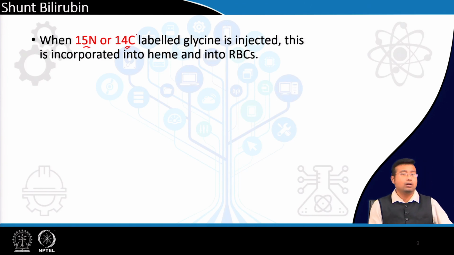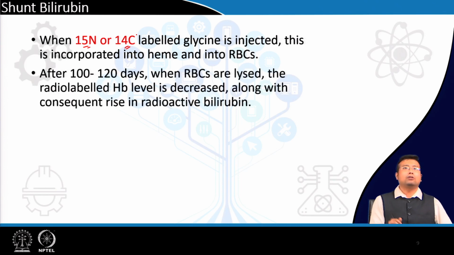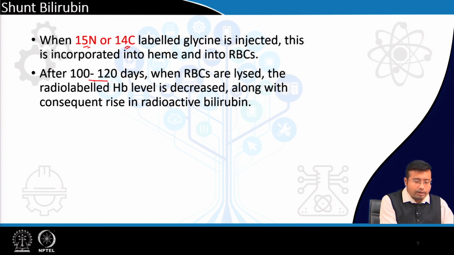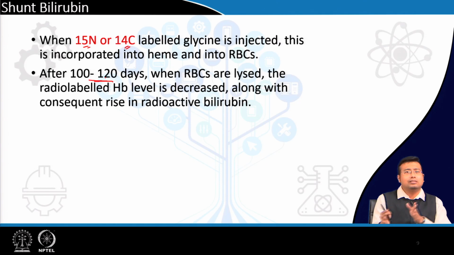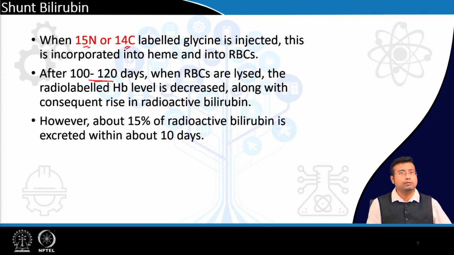So, radio-labeled or radioactive glycine is injected so that it is incorporated into RBC, and naturally after 100 to 120 days, roughly around 3 months, the radioactive bilirubin will be excreted. This is normal. However, it has been found that around 15% of radioactive bilirubin is excreted in about 10 days.